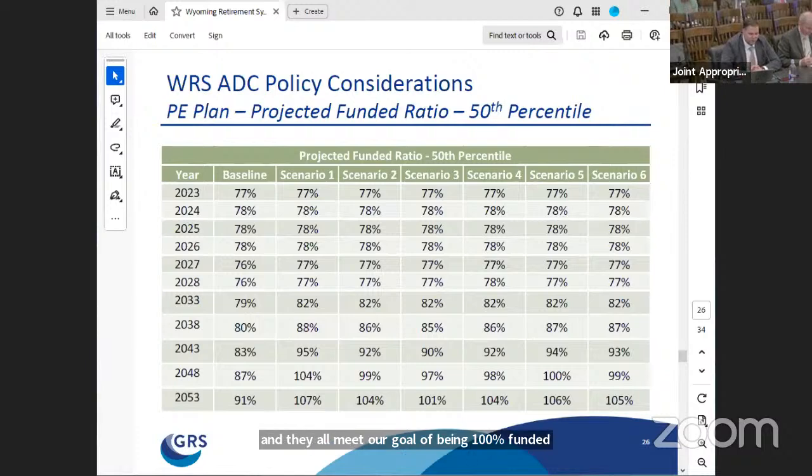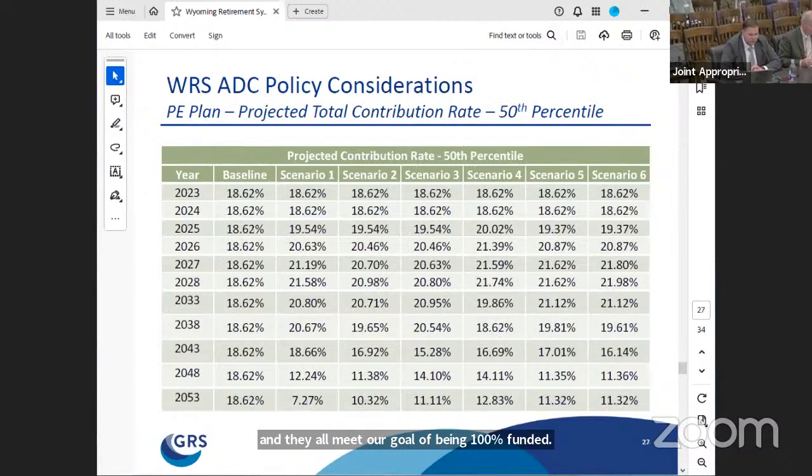On slide 27, you look at the contribution rates and what those look like. Again, we're at 18.62 now, and we know we need to get up a little bit higher than that to meet that actuarially determined amount. And so you look at scenario 1, for example. This is the one where you just allow the ADC to operate.